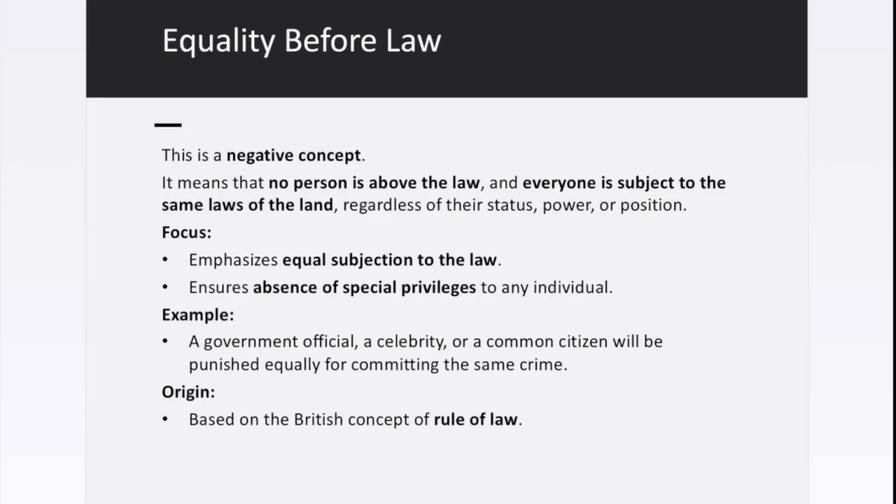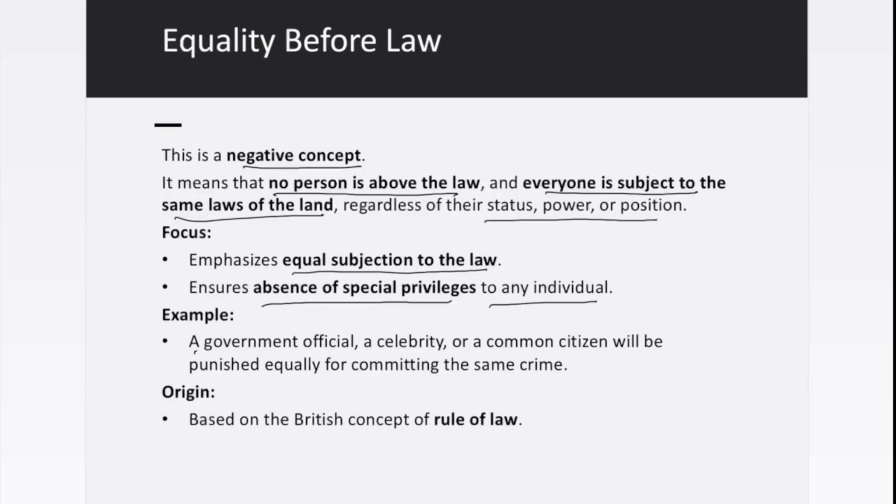It's a negative concept. It says no person is above the law and everyone is subject to the same laws of the land, regardless of their status, power, or position. So it focuses on equal subjection to the law. So every person, whether he is from a high earning group or he is a well known personality, will be treated equally by law. They will not be treated differently. If they have committed a crime, they have violated a law, they will be treated in the same manner. There is no special privilege to any individual.